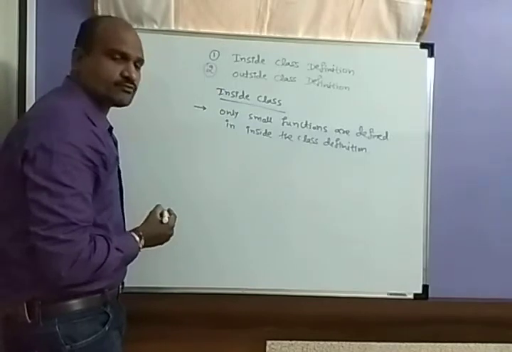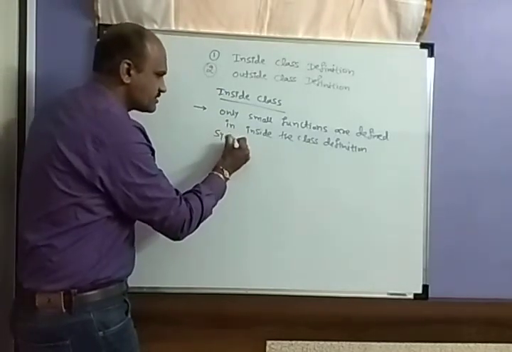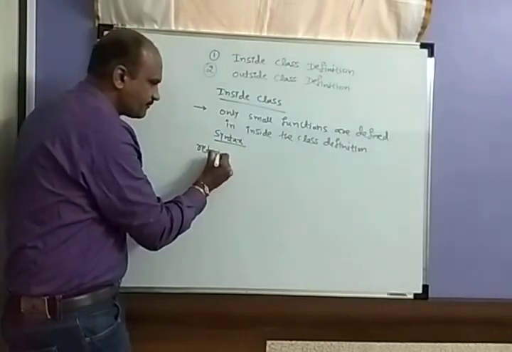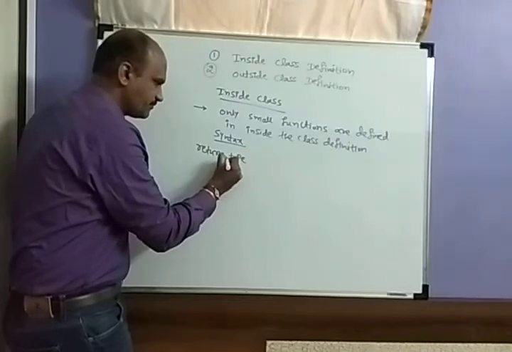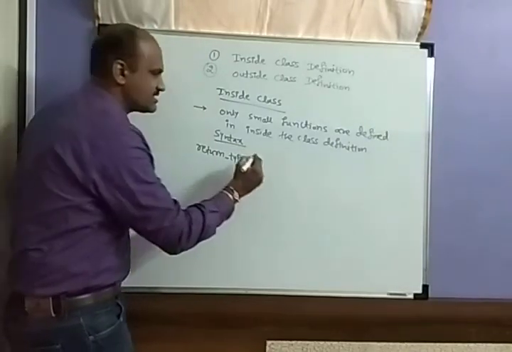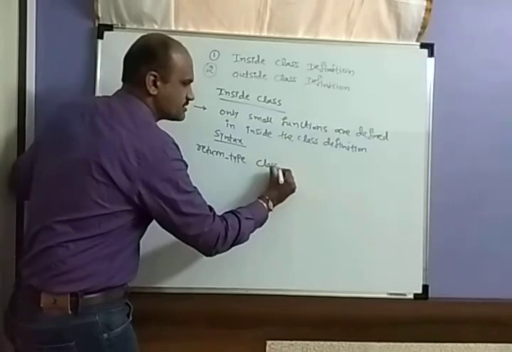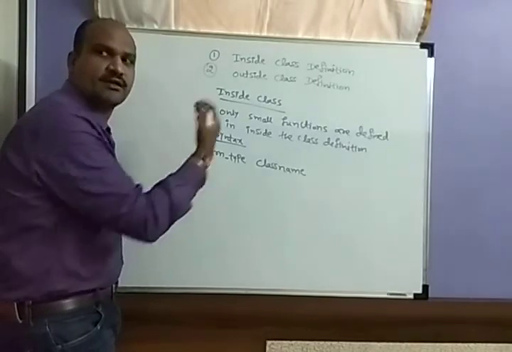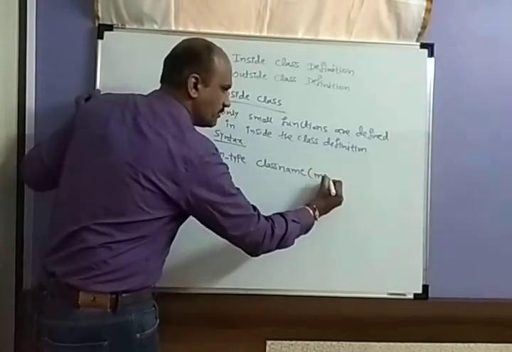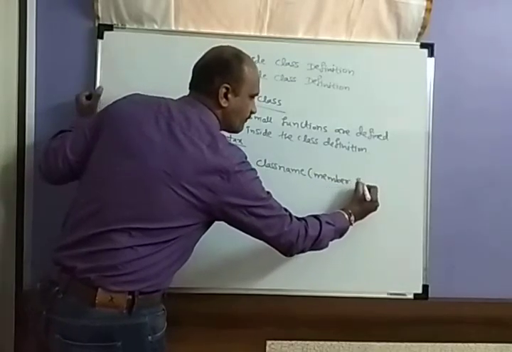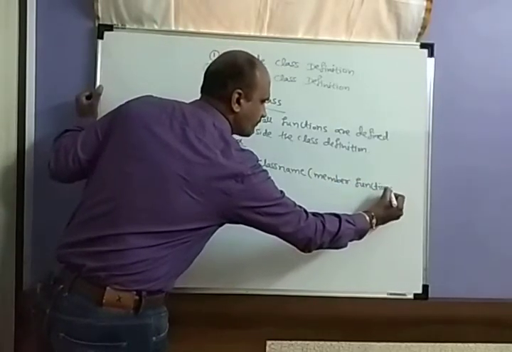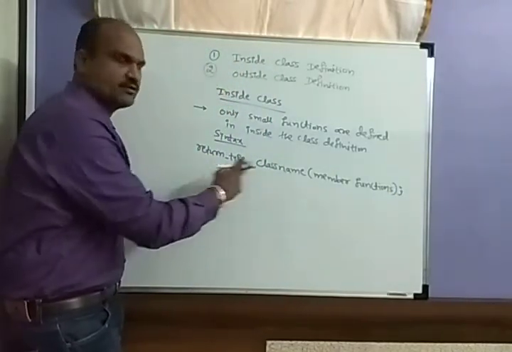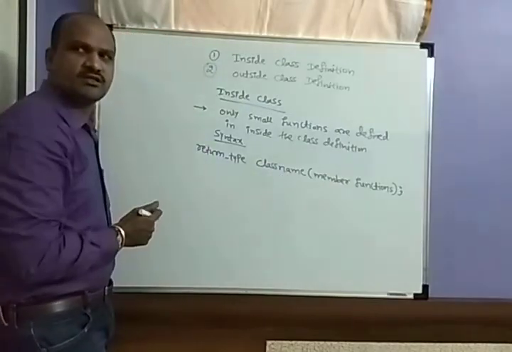Okay, so the syntax is how you can access. One is the return type. Next one, class name. You have to write the class name, that is a user defined name. Then member functions, and close with the semicolon. This is the syntax: return type, class name, member functions with the semicolon.